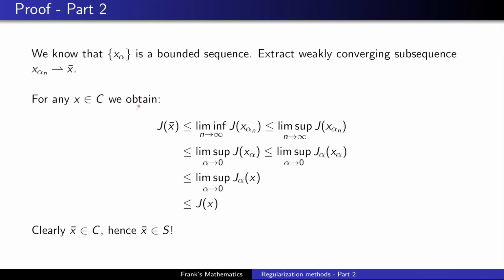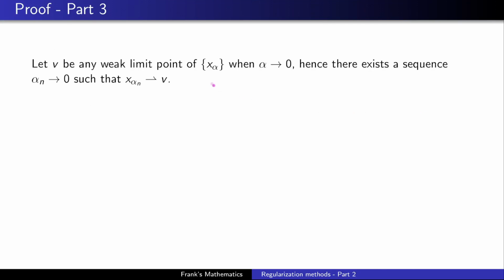We have shown that the limit point of our weakly extracted subsequence is in fact a minimizer of our functional j. Now it's time to move on to the last part, part 3 of our proof, where we want to show that our sequence x alpha is in fact strongly converging to our minimum norm solution.